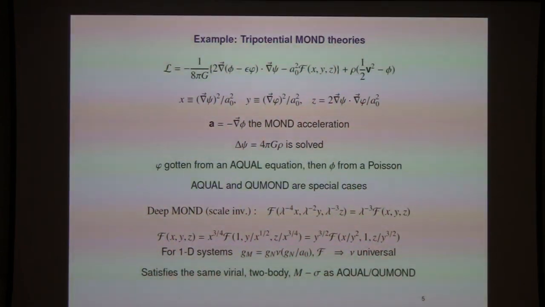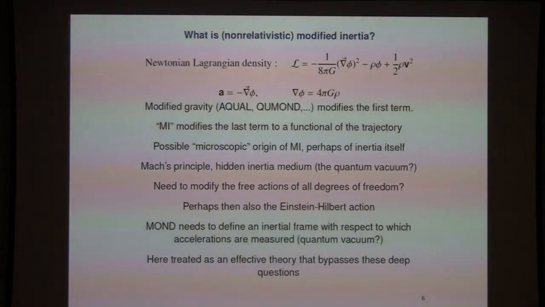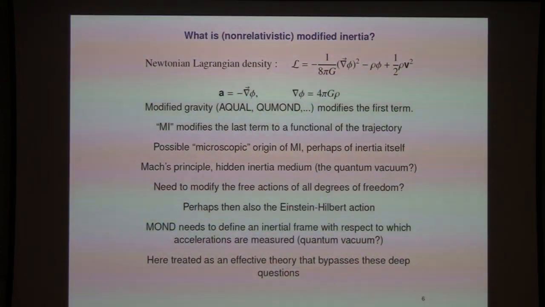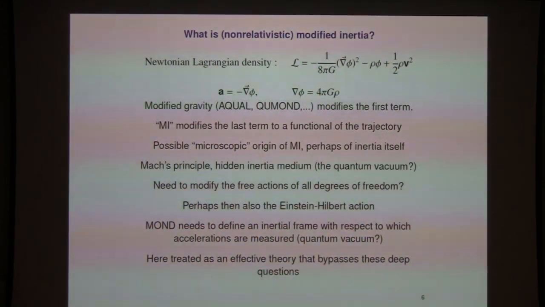Okay, so enough of modified gravity, just again to emphasize, variety and disparity in secondary predictions can also occur within modified gravity theory. So it's not only between modified gravity and modified inertia. So what is modified inertia? It's not so easy to define it really. At some level it's quite easy. So let's start with this easier level.